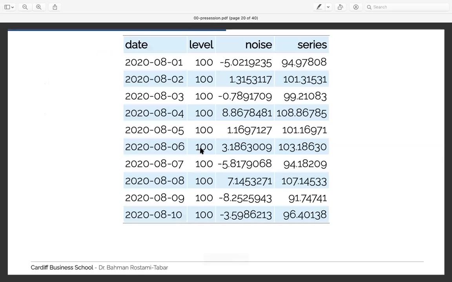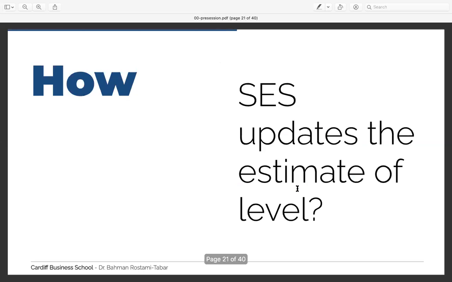And this is the data I generated basically. As you can see, there is a level and there is a noise, and then I add level to noise and I get this series. So this plus this will give me this series. And it is clear from this what I mean by a level. So now the question is how SES updates the estimate of the level.